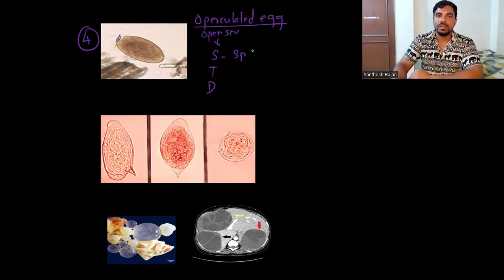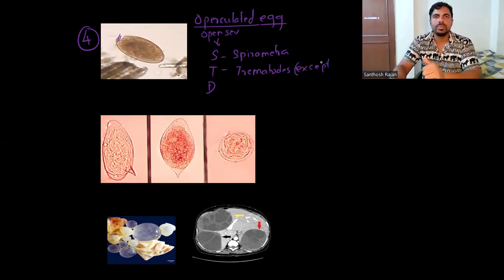S for Spirometra, which is not that important an organism. T for all the trematodes, meaning all: your Clonorchis, your Paragonimus westermani, Opisthorchis, all those things, except who? Schistosoma.